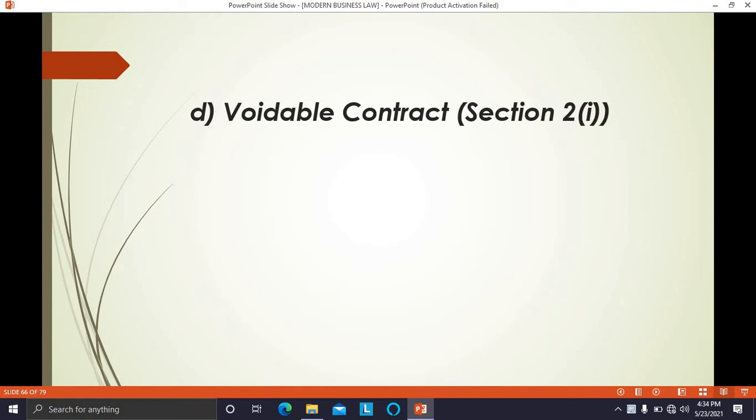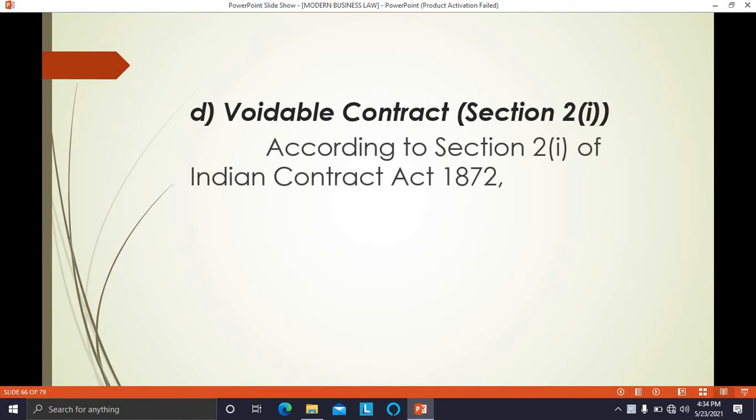The fourth type is voidable contract. So what is voidable contract? It is defined by Section 2, sub-section (i) of the Indian Contract Act. This is a point on which often a 2-marks question is asked in Section A, define voidable contract, or sometimes a case study will be asked on this point.